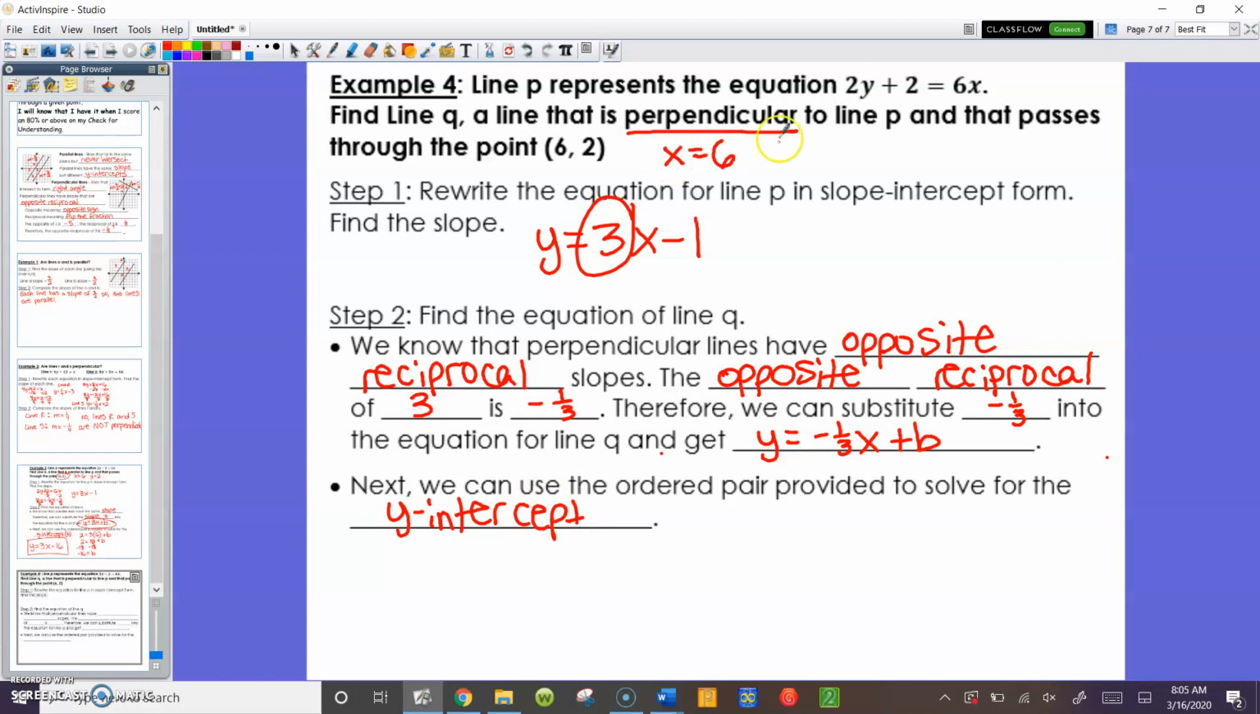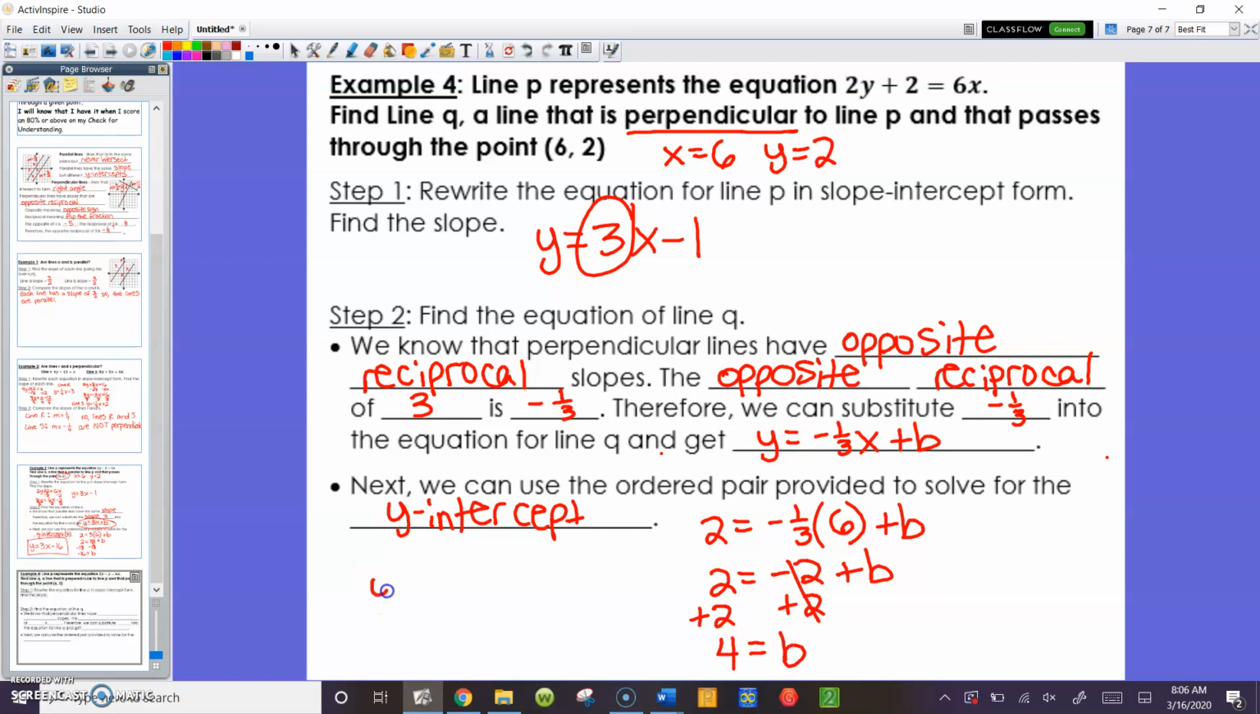So again, we know that x is 6 and y is 2. So y, which is 2, equals negative 1/3 times x, which is 6, plus b. So 2 equals, now if this troubles you in any way, don't let it, use your calculator, but it's very simple to multiply a fraction and a whole number. Simply take the numerator multiplied by the whole number and then divide by the denominator. So 6 times negative 1 is negative 6, divided by 3 is negative 2. Now we'll add 2 to both sides, and b equals 4. So the equation of the line that is perpendicular to the given line is y equals negative 1/3 x plus 4.